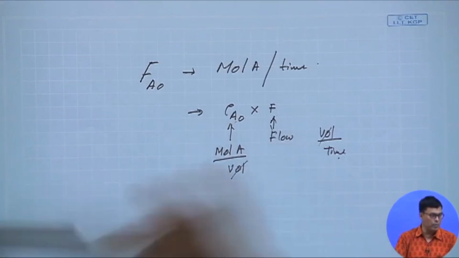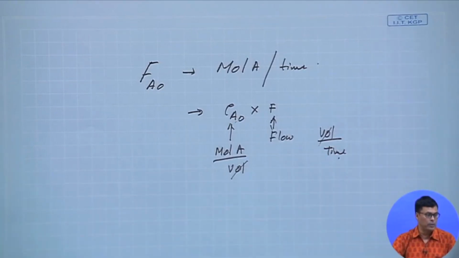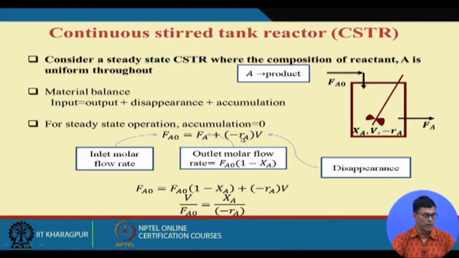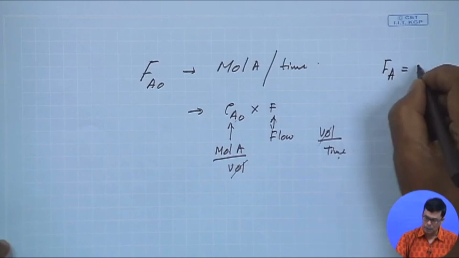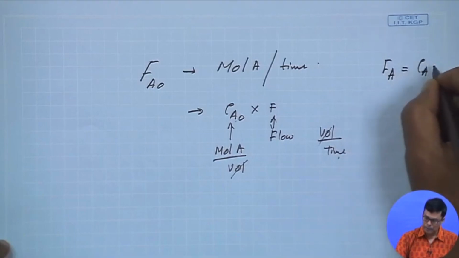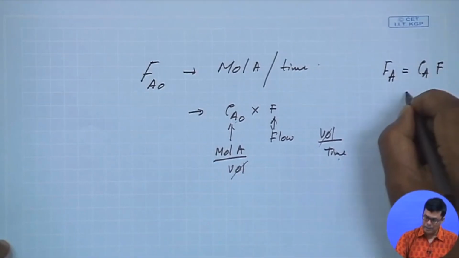So here you see that FA0 is the incoming, the rate of input, and the output is FA. What is the rate of disappearance? We have already calculated it in the case of the batch reactor: minus Ra into V. So we can write this equation like this. What is FA? We can write FA as Ca into F, and Ca is what?